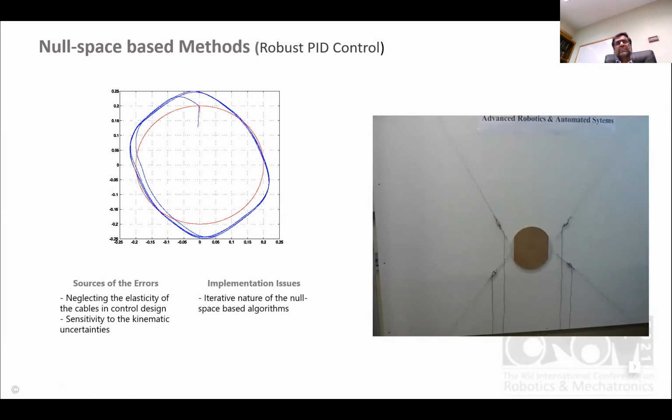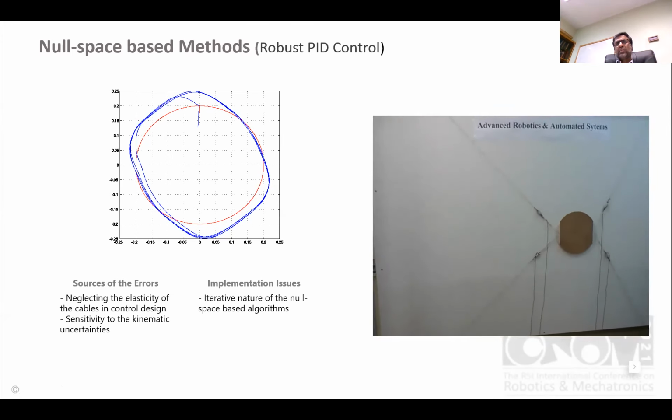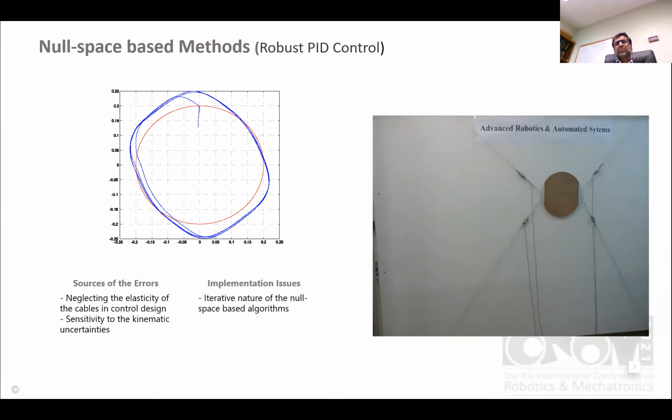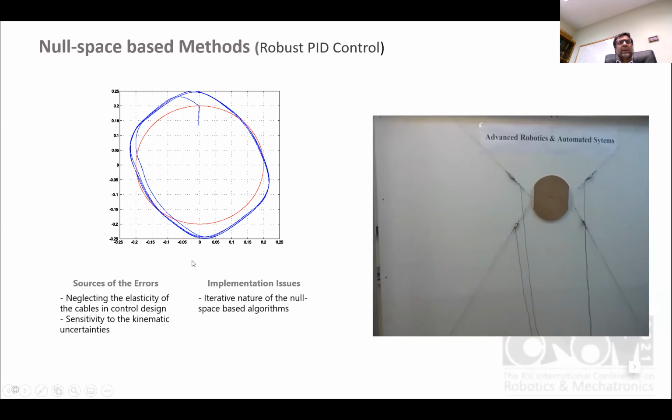Keep in mind that the iterative nature of the null space-based algorithm limits their application in real-time scenarios.